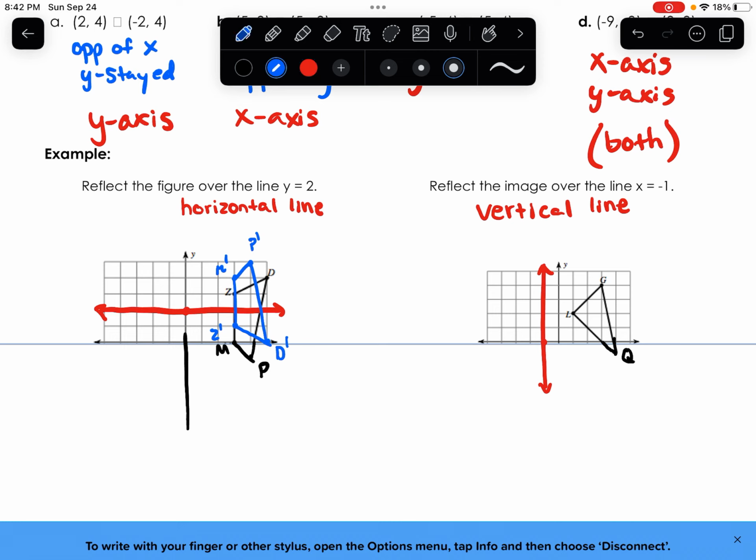All right, so this time if I'm reflecting, I'm counting left and right. L is 2 points to the right, so L prime will be 2 to the left. G is 1, 2, 3, 4 points, so it'll be 1, 2, 3, 4 points to the left. And then Q is 5, so Q will end up 5 points to the left. And that will be my new image.